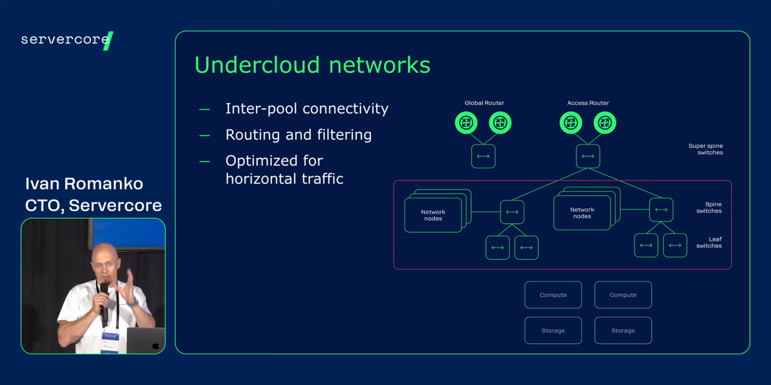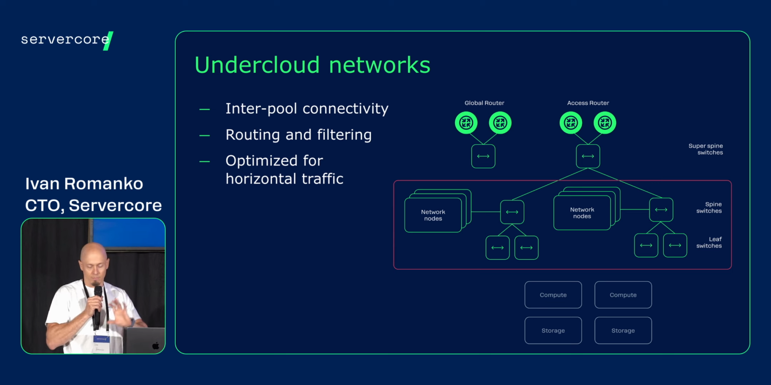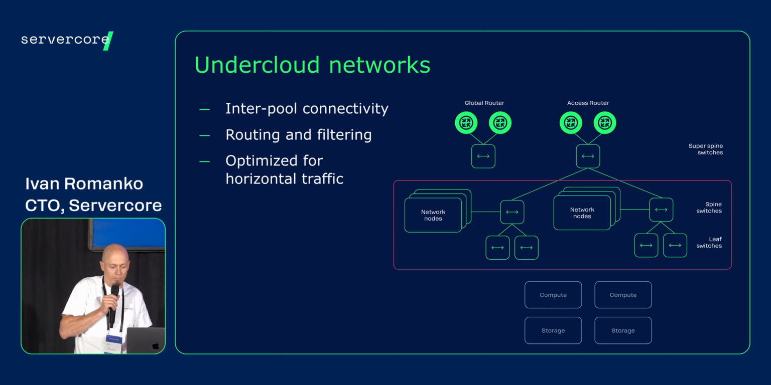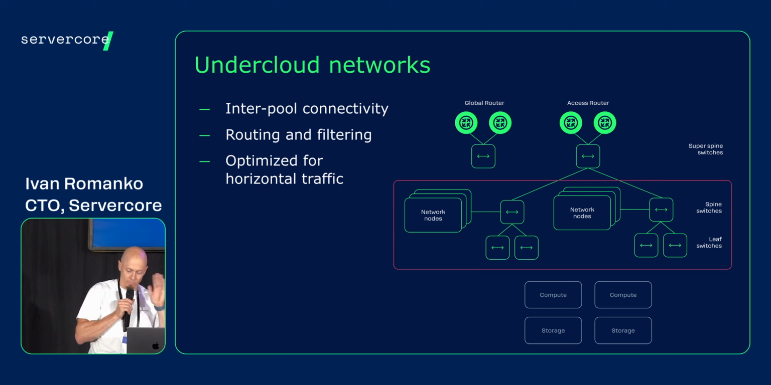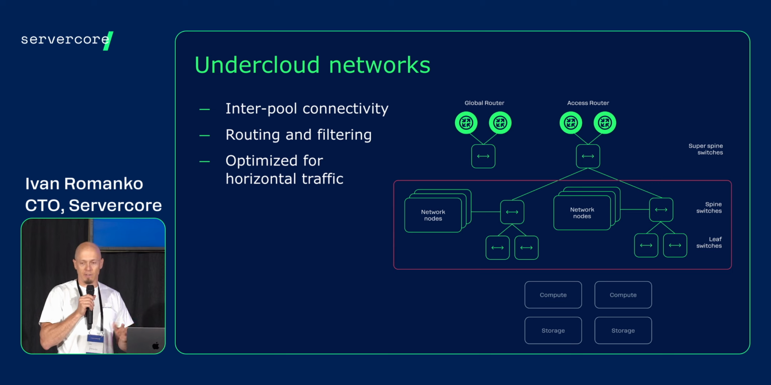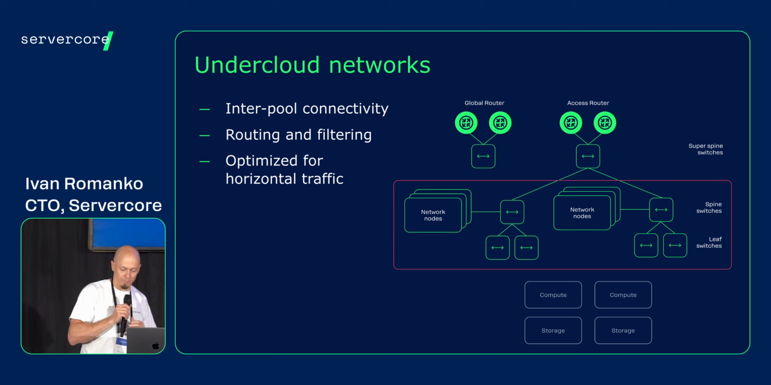So if you are distributing public traffic, you will probably use network nodes for that as well. I will talk about it a bit later. If it's traffic which is internal, which comes through a global router, you will probably put it directly to compute nodes here. At this level, networking is optimized for horizontal traffic mainly, because when you process lots of data, you need everything to run fast without going outside.